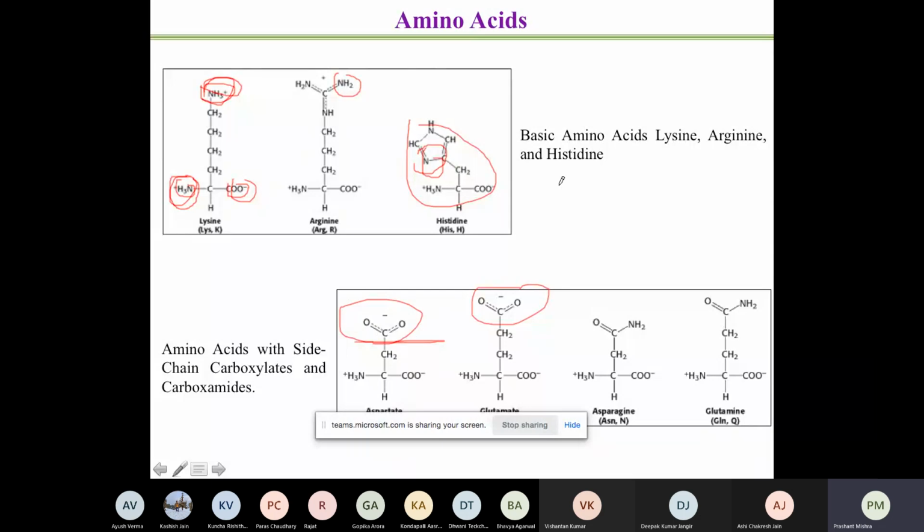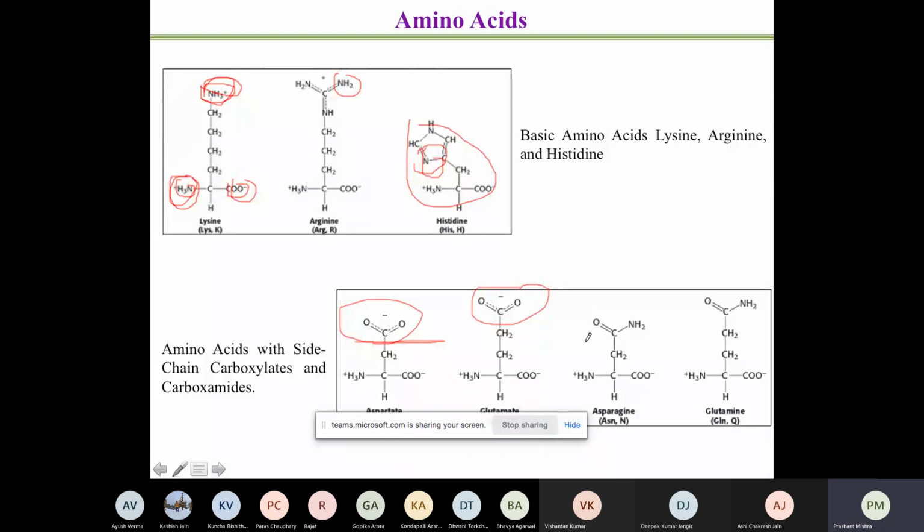Whenever these basic amino acids are present in the protein, they will push towards the positive charge. Their contribution will be for positive charge. On the other hand, when acidic amino acids, the amino acids having negative charge, are present, they will contribute towards the negative charge in the protein structure.